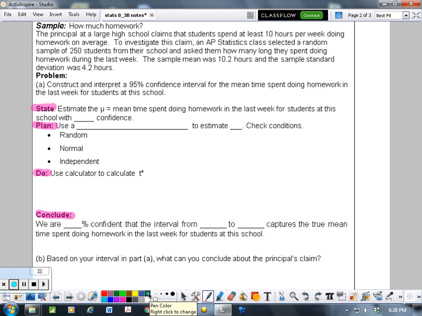To investigate this claim, an AP Stats class selected a random sample of 250 students from their school and asked them how long they spent doing homework during the last week. The sample mean was 10.2 hours, and the sample standard deviation was 4.2 hours. Construct and interpret a 95% confidence interval for the mean time spent doing homework the last week for students at the school.